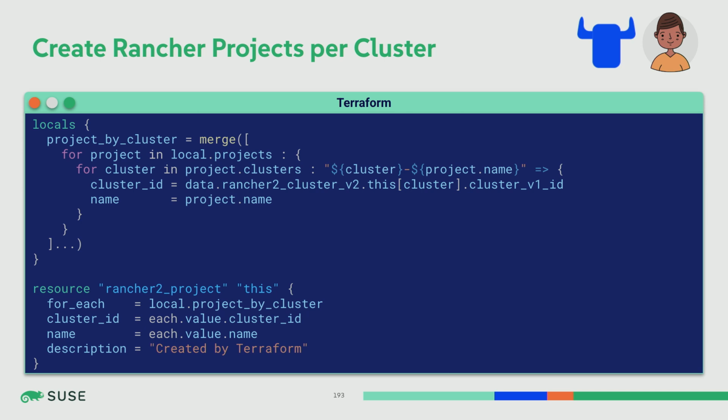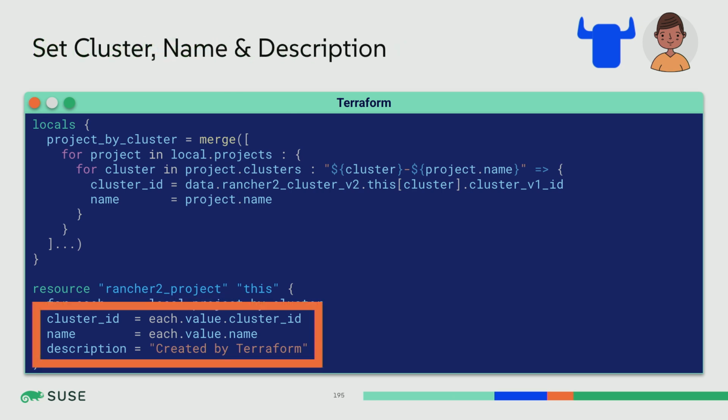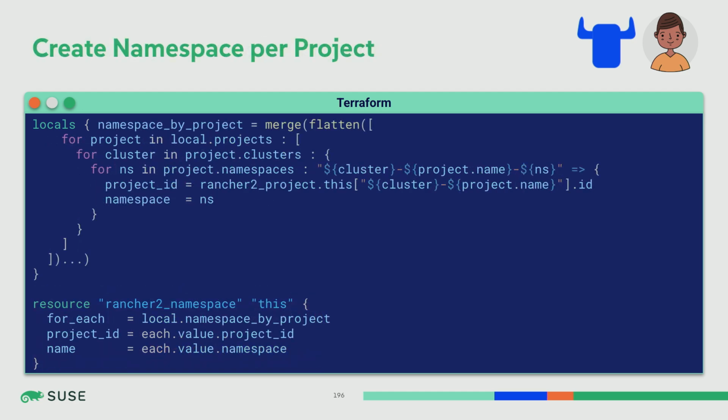Then create the Rancher project per cluster. Here we see the map project by clusters I explained before, in the double loop form, that gets the tuples that are required to loop over them to create the Rancher project. Here: cluster ID, name, and a description I set as created by Terraform, to let the end user know that it's created by Terraform.